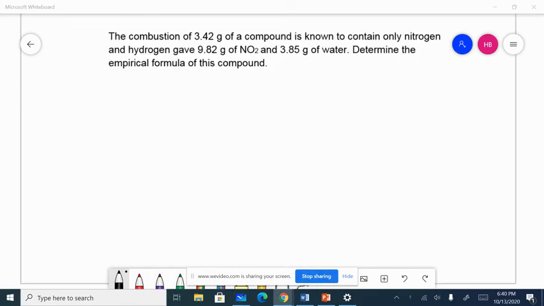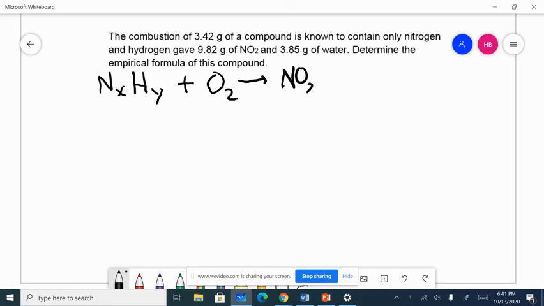Here's the last one, number 6. Number 6 may seem different, but it really isn't. So we have a compound that contains nitrogen and hydrogen, like such. And we did a combustion analysis on it, meaning we burned it with oxygen. Now, nitrogen is going to form its happy gas, which is NO2, and hydrogen is going to form its happy gas, which is H2O.